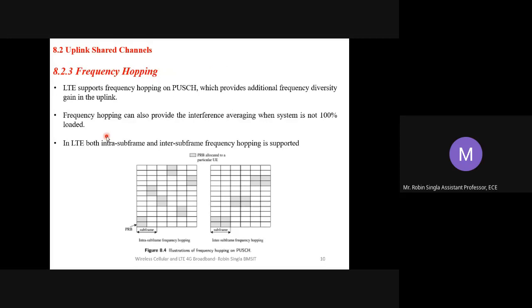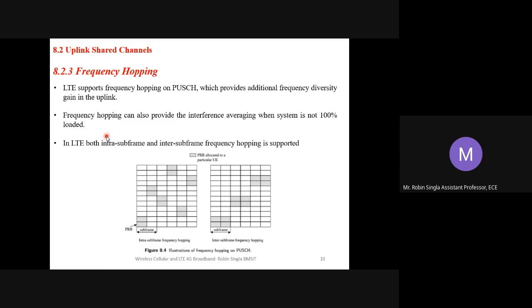Next is frequency hopping. LTE supports frequency hopping on the physical uplink shared channel, which provides additional frequency diversity gain in the uplink. Frequency hopping also provides interference averaging when the system is not 100% loaded.